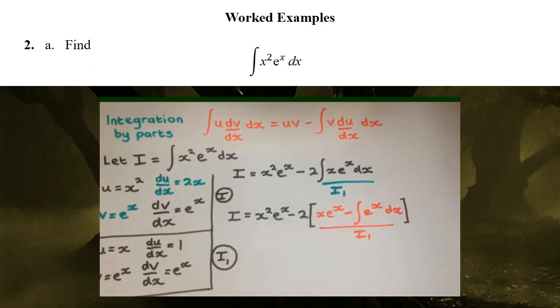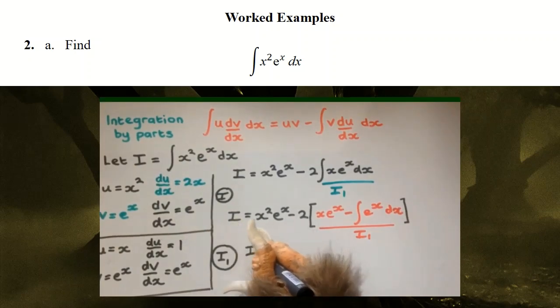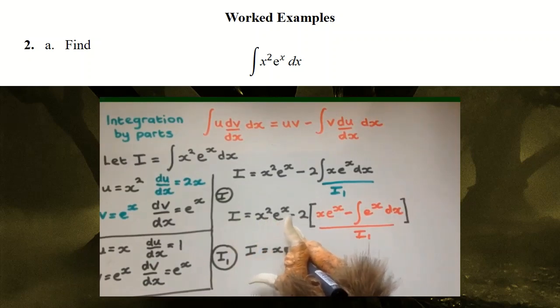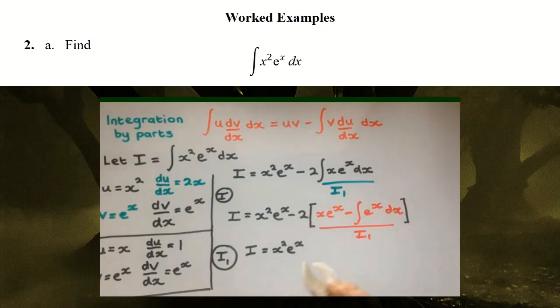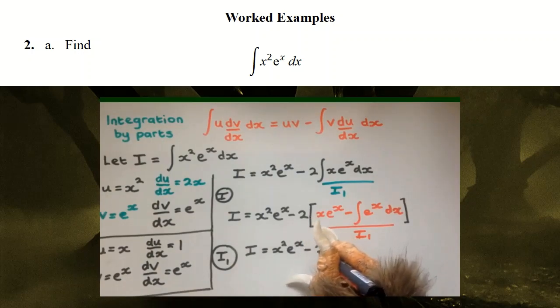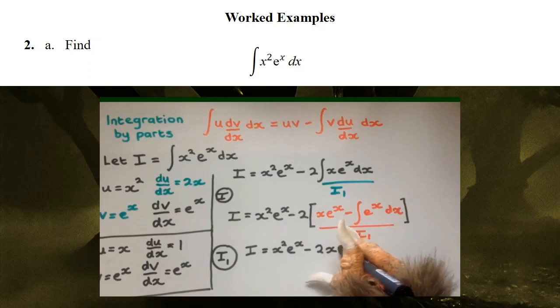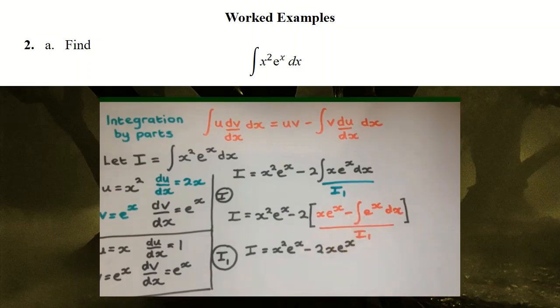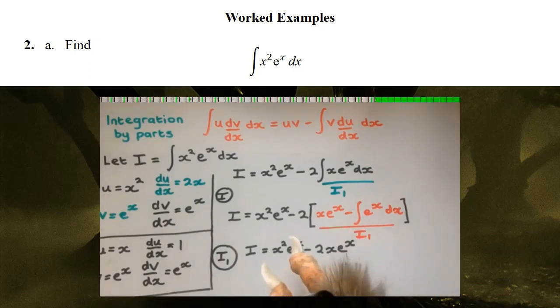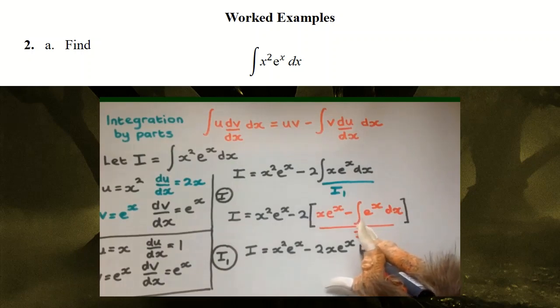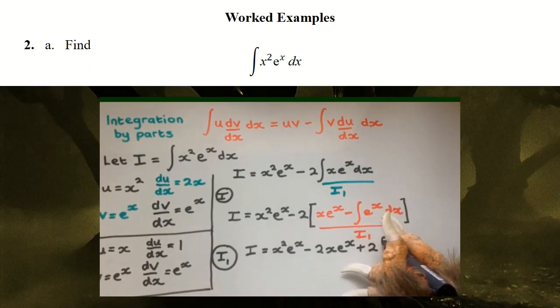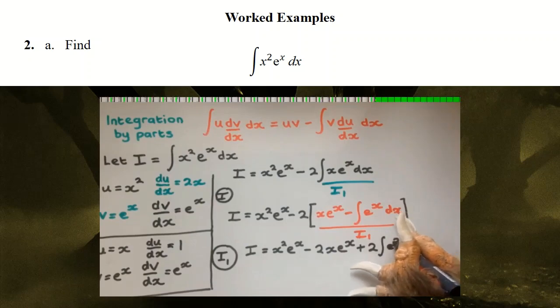Alright, so my I is now going to equal x squared e to the x, subtract 2 lots of x e to the x, that's multiplying through the bracket, and then I've got to multiply my integral here by -2. Now that's a negative integral, so that's going to become positive because of the double negative. So that's plus 2 lots of the integral of e to the x dx.